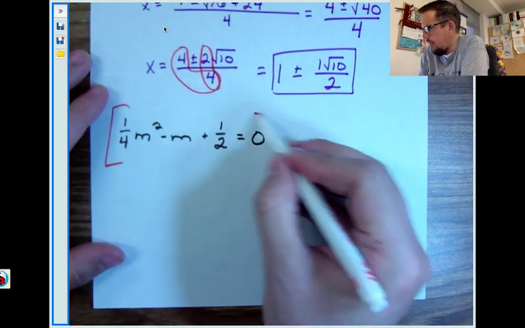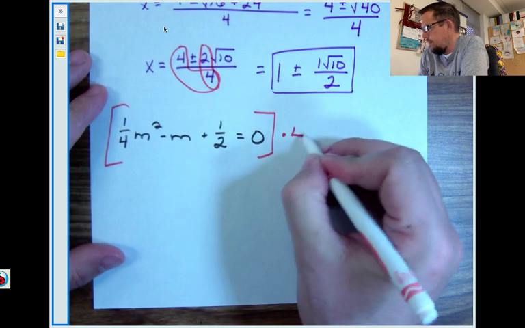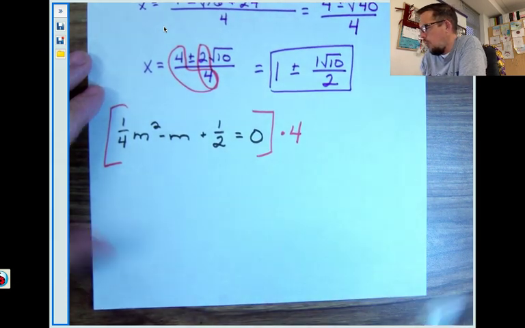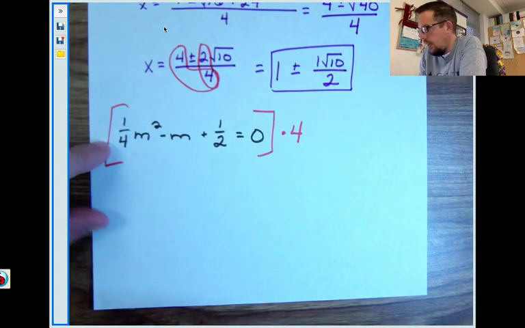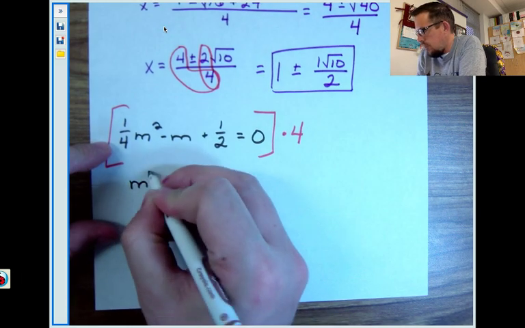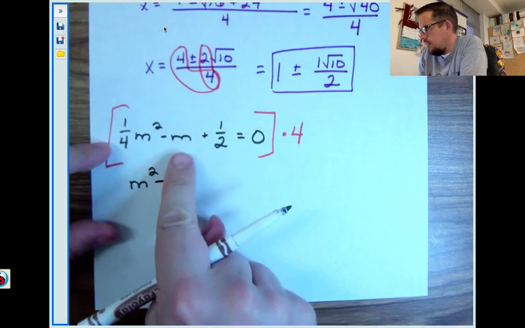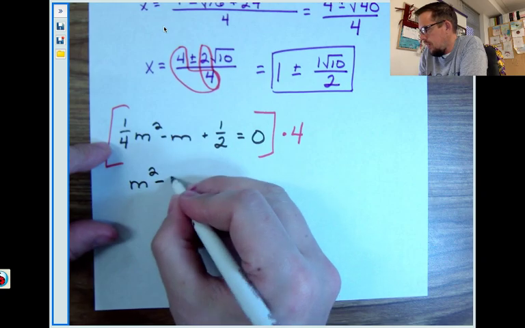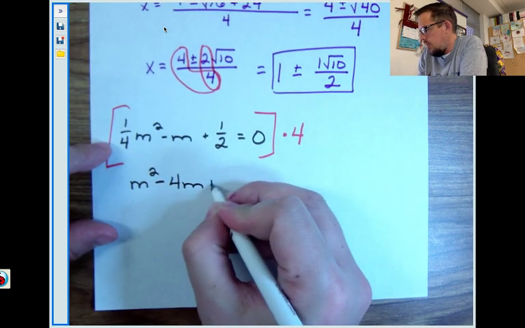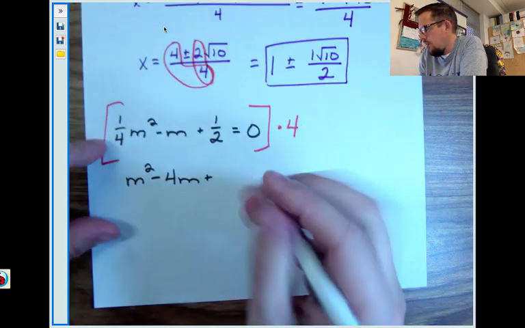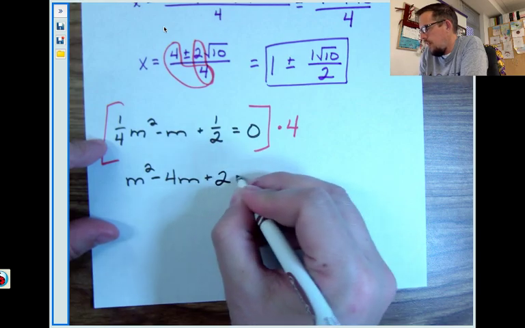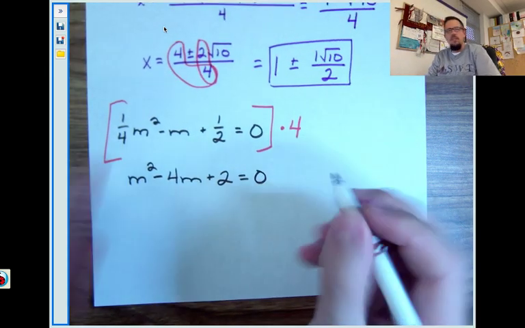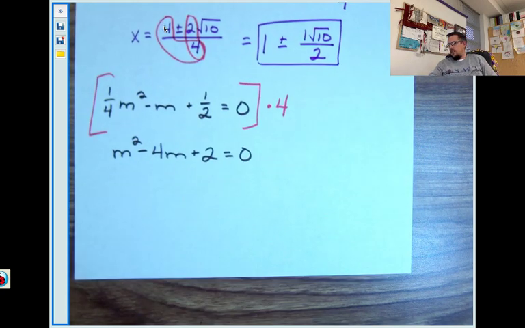What if I multiplied everything in this problem by 4? What would I get? Well, 1/4 times 4 is 1. So 1m squared minus 4m plus, what's half of 4? 3. And then on the end, 0 times 4 is 0, so it even still equals 0. That's nice.